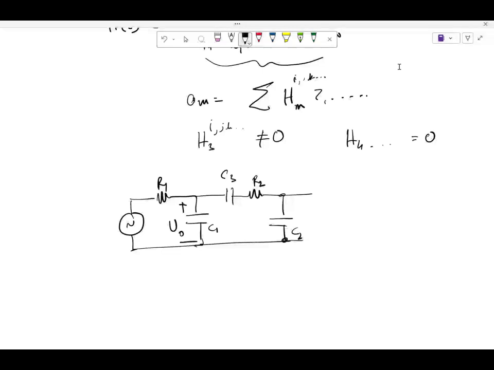What about the number of 2? Can I set 2 elements to infinity? If I set C3 and C2 to infinity, then I can also have a non-zero. Can I set 3 to infinity? No, right? So basically the number of zeros will be 2. Make sense? Okay, fine.